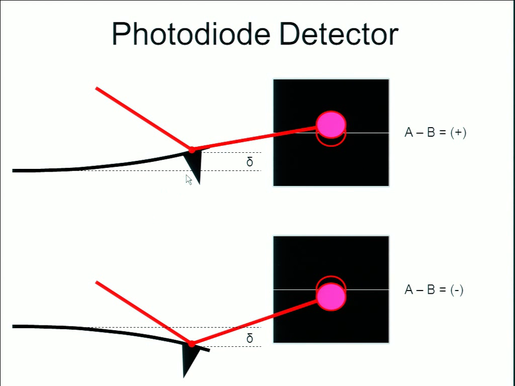Here's just another example with an upward deflection and downward deflection, and showing you the signals coming from the detectors. This is the actual information that is saved and eventually plotted to give you the 3D spatial image of your sample topography.